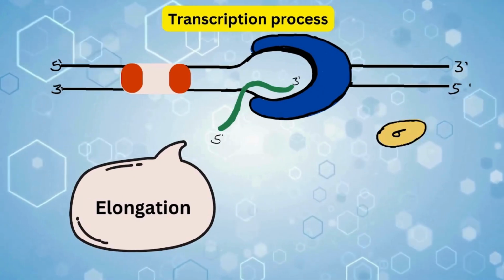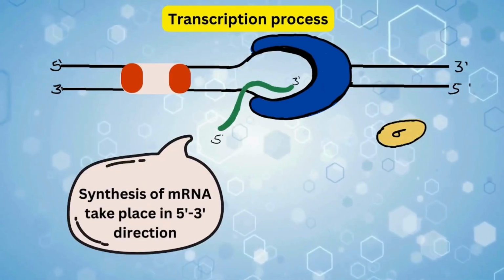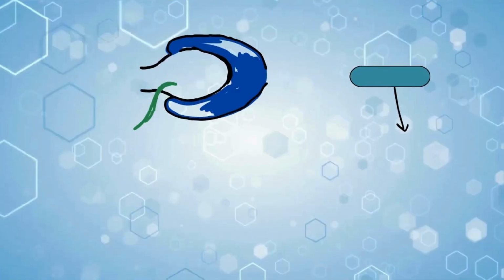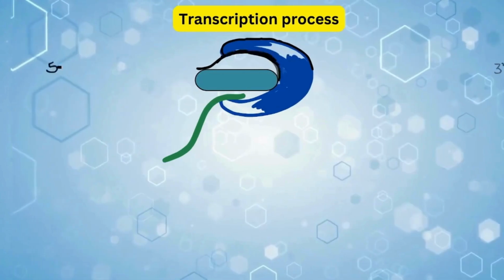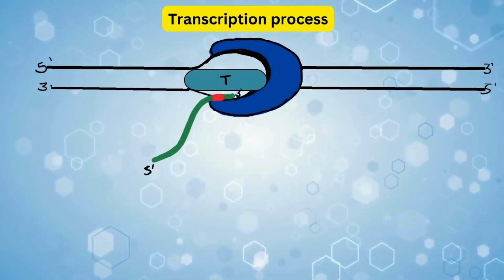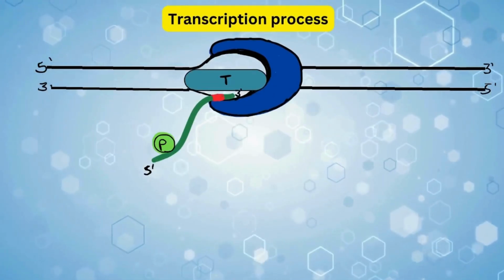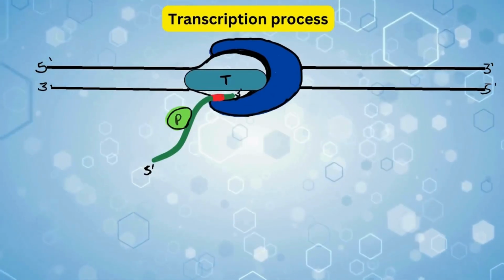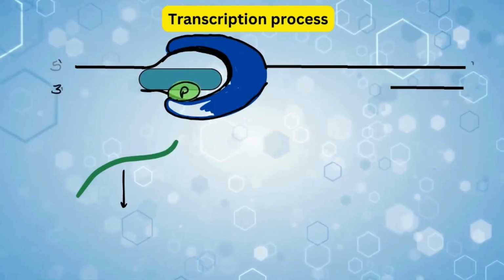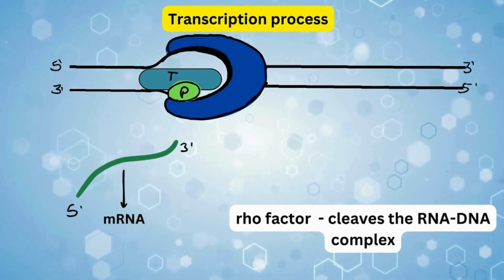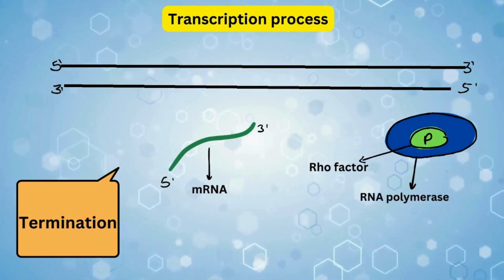One important point is that the synthesis of mRNA always takes place in the 5' to 3' direction. In DNA, some termination sequences are present. When the RNA polymerase encounters these termination sequences, the rho factor starts stalling over the mRNA until it encounters the RUT site in the mRNA. Once it encounters the RUT site, the rho factor cleaves the RNA and DNA complex and mRNA is released. This process is known as termination.